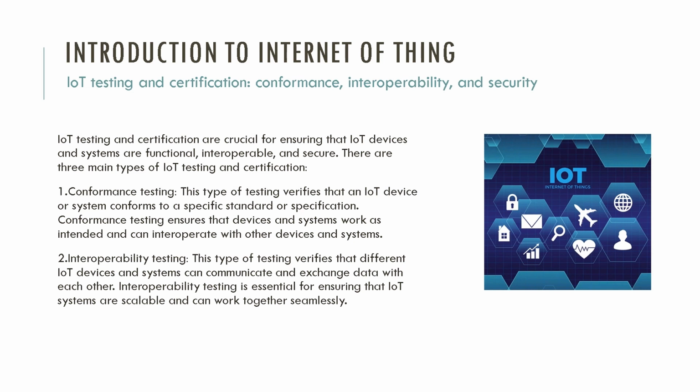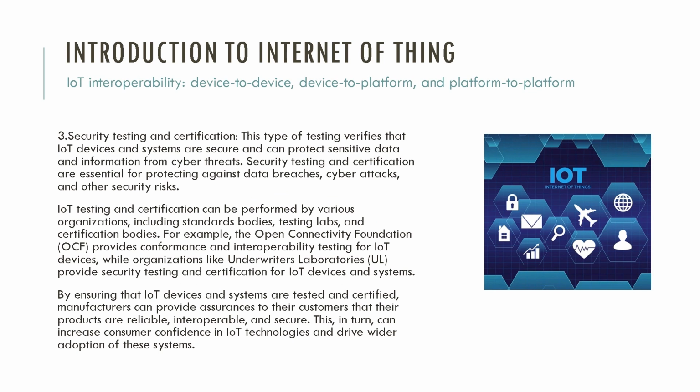2. Interoperability testing. This type of testing verifies that different IoT devices and systems can communicate and exchange data with each other. Interoperability testing is essential for ensuring that IoT systems are scalable and can work together seamlessly. 3. Security testing and certification. This type of testing verifies that IoT devices and systems are secure and can protect sensitive data and information from cyber threats. Security testing and certification are essential for protecting against data breaches, cyber attacks, and other security risks.